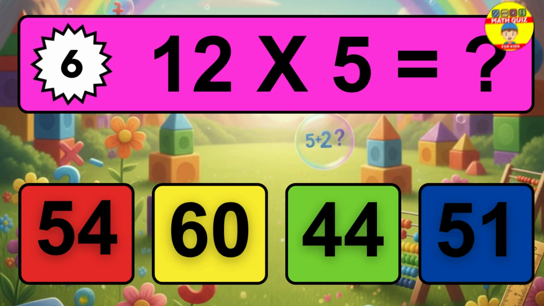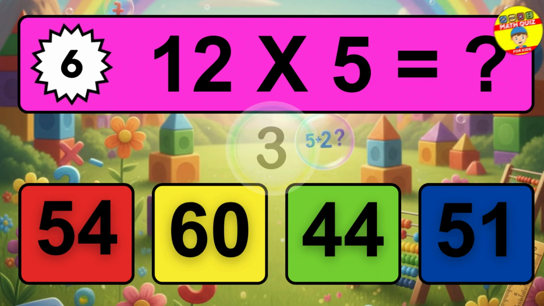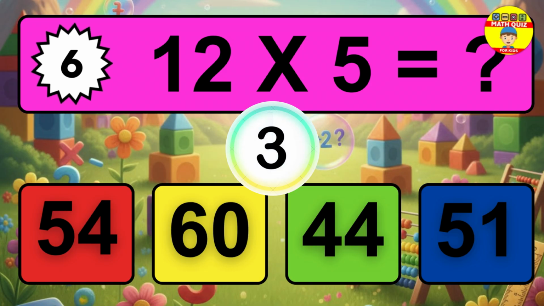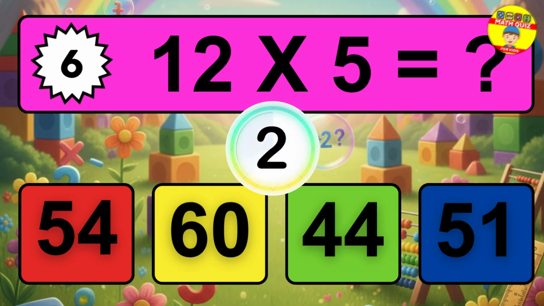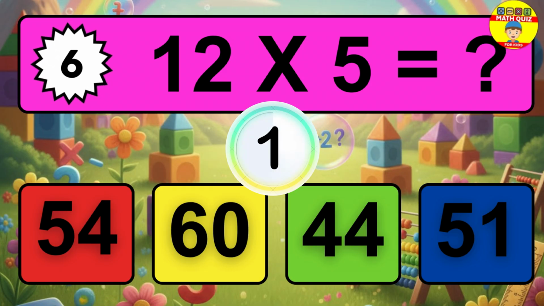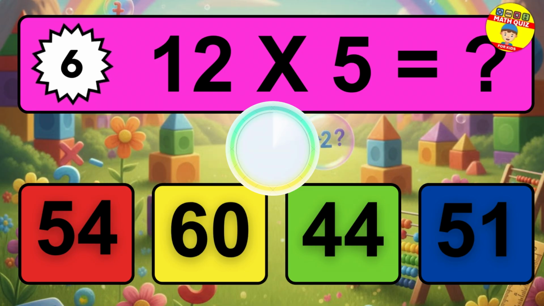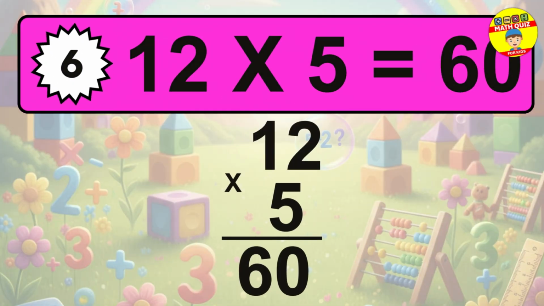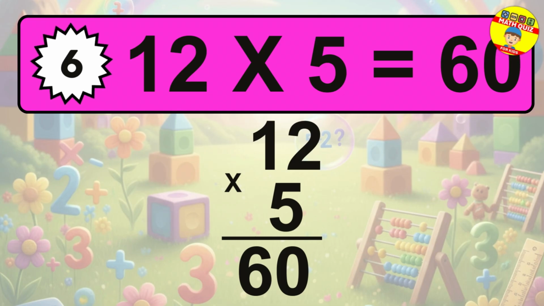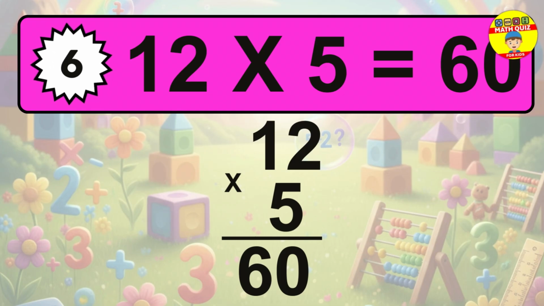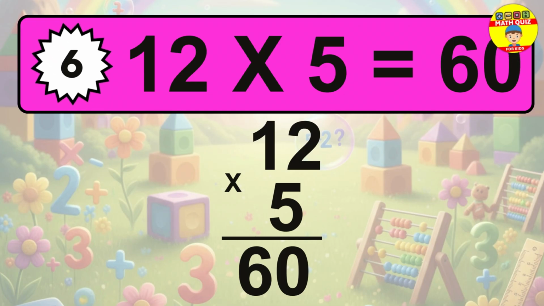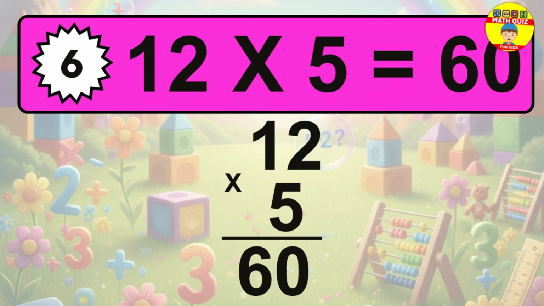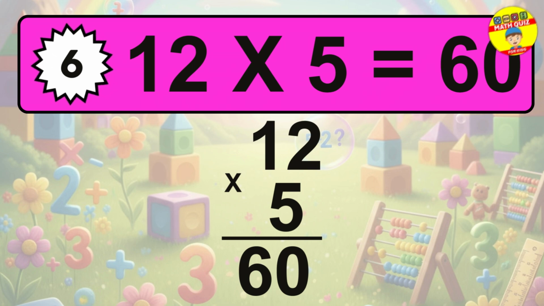Question 6. 12 times 5 equals what? So the answer is 12 times 5 is 60. To calculate, we have 12 groups with 5 balls each one. So how many balls do we have? 60 balls.